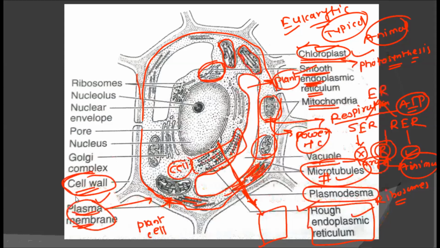All right. The next structure we have here is a cell wall. Now this is a very typical characteristic of the plant cell only, because only the plants have the cell wall. No other animal shows the presence of cell wall around the cell. But this is a typical characteristic of the plant kingdom, that they have the cell wall around their cell. It provides rigidity as well as strength in the plants.